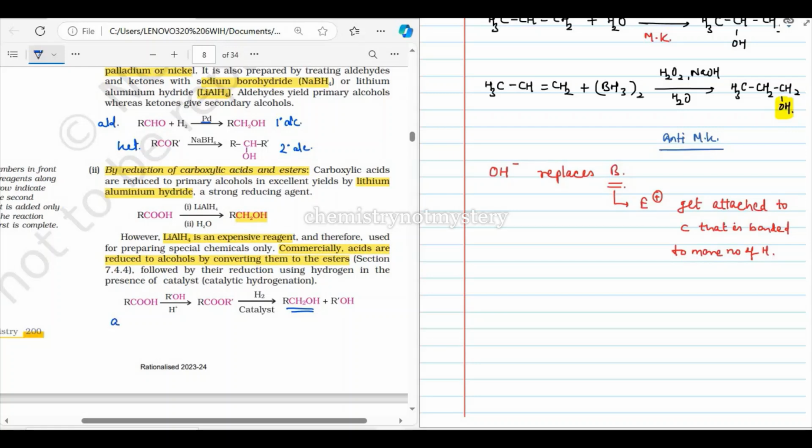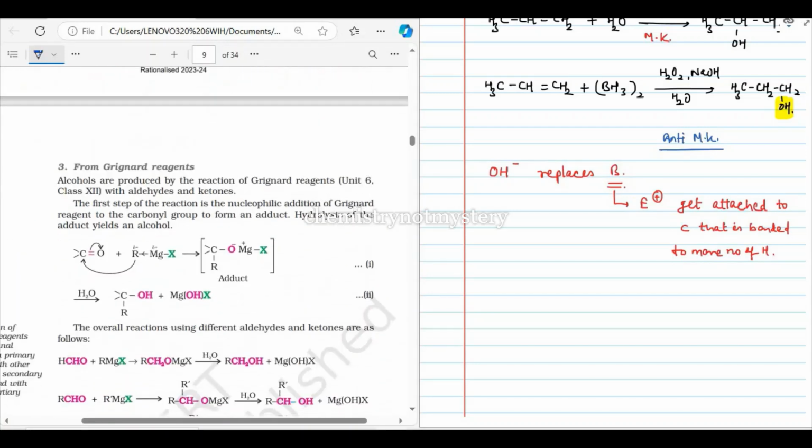So here this is an acid. When acid reacts with alcohol, you will get ester. So this is an ester, and now the formed ester undergoes catalytic hydrogenation, and here you will get primary alcohol. So this is the cheaper way to produce primary alcohol by using acid.